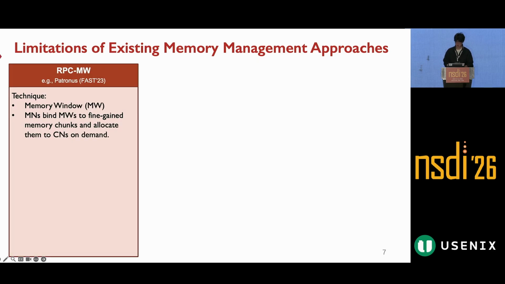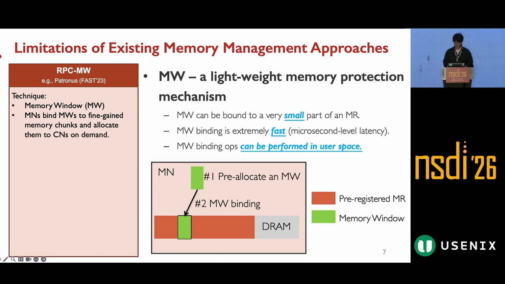The second approach is what we call RPC memory window. It relies on a lightweight protection mechanism in RDMA called memory window. A memory window can be bound to a very small part of a pre-registered memory region. The binding operation is extremely fast. It takes only microseconds and can be performed in user space.